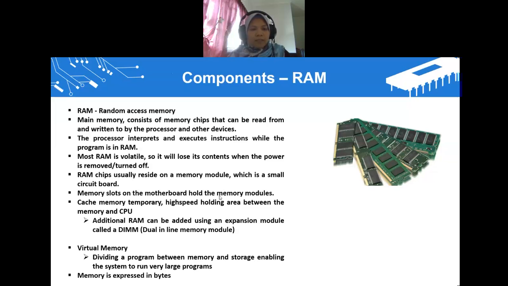Another memory is cache memory, which is a temporary high-speed holding area between the memory and CPU. Additional RAM can be added using an expansion module called a DIMM, dual inline memory module. Another type of memory is virtual memory. Virtual memory divides a program between memory and storage, enabling the system to run very large programs. Memory is expressed in bytes. Next.